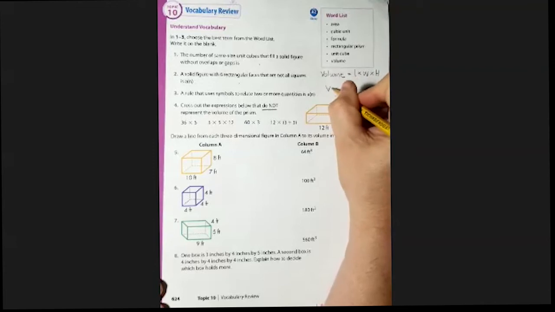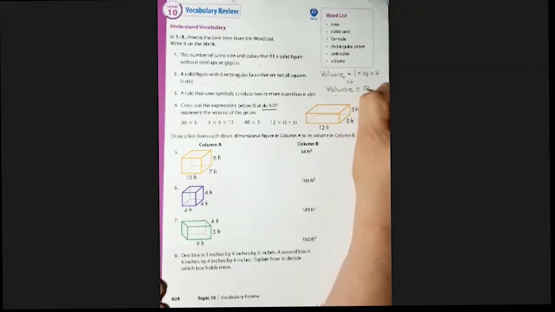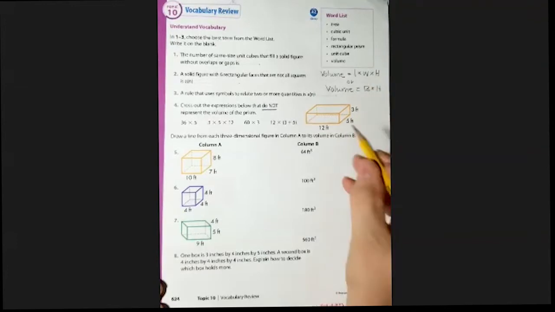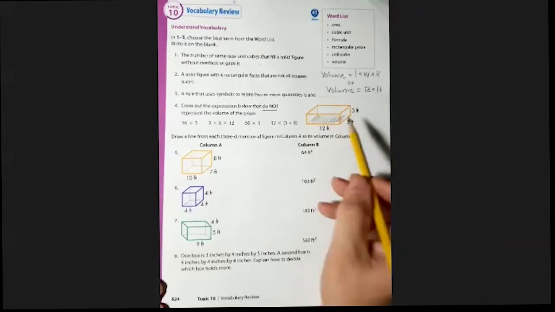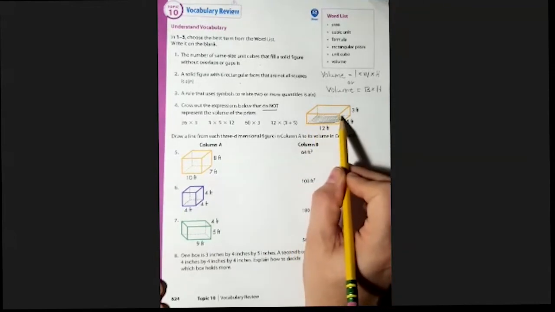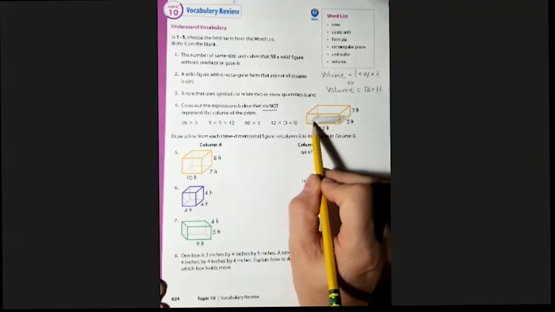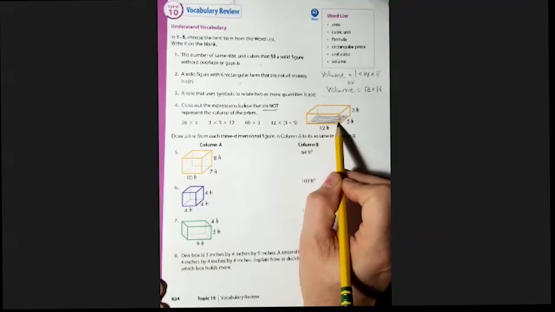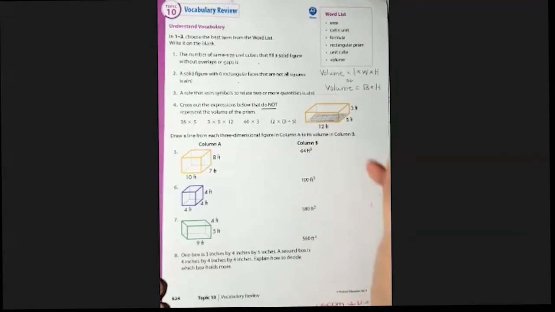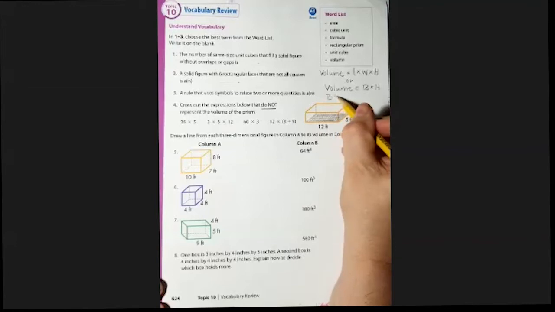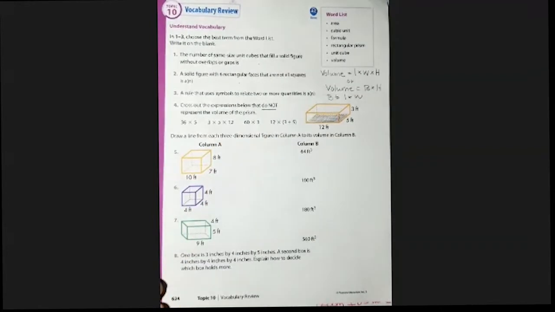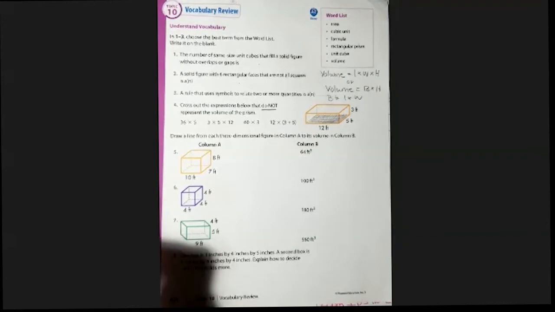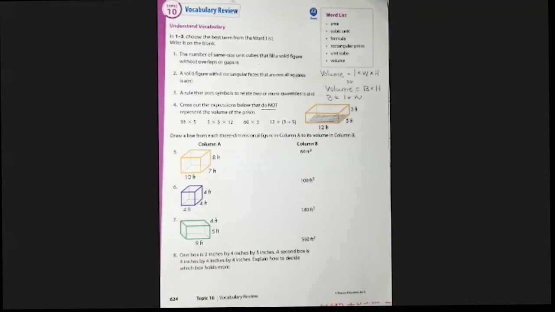or volume can equal base times height. The base can be found by finding the square right here, which means 12 times 5 would equal the area of this square, or the base of this rectangular prism. Base is going to equal length times width. So all of these equations, look at very carefully to make sure that you are crossing off all of the ones that will not work and leaving all of the ones that will.